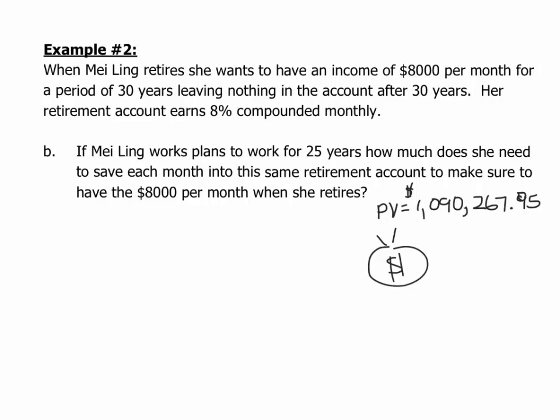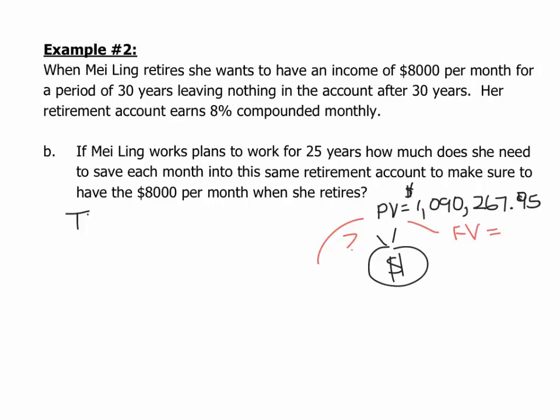In this question, we want to know, she's planning to work for 25 years. How much does she need to save each month in order to be able to pull out the $8,000 a month when she retires? In this question, we're working with the other side of the retirement scenario. The key here is the present value from the first side, from the withdrawal side, has to equal the future value of the accumulation side.